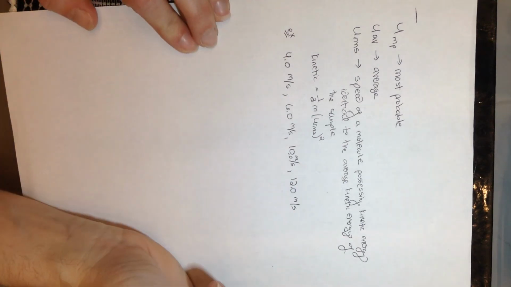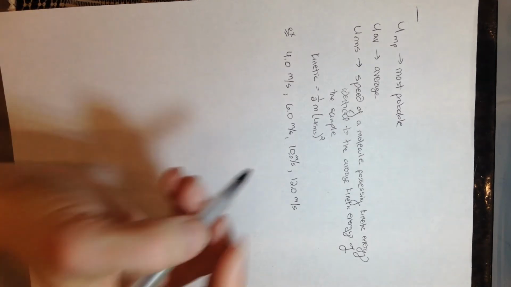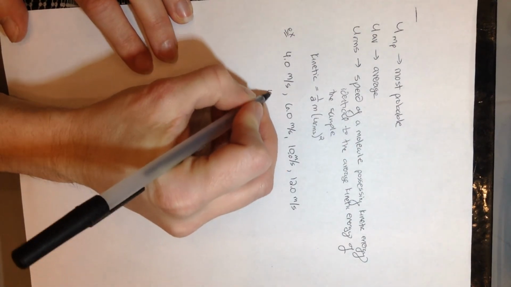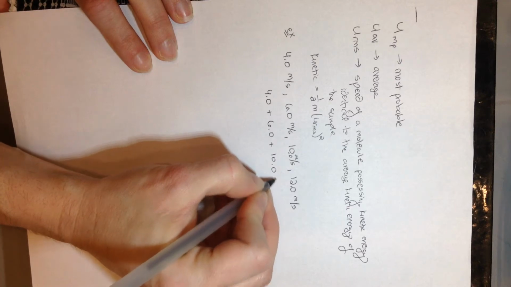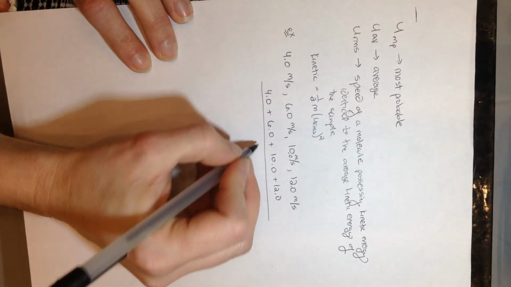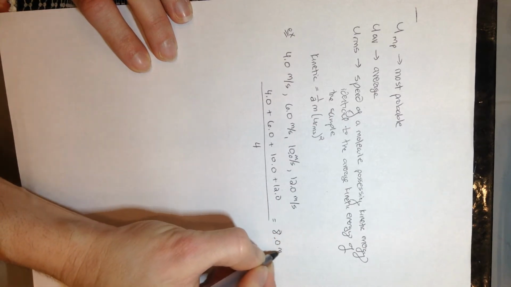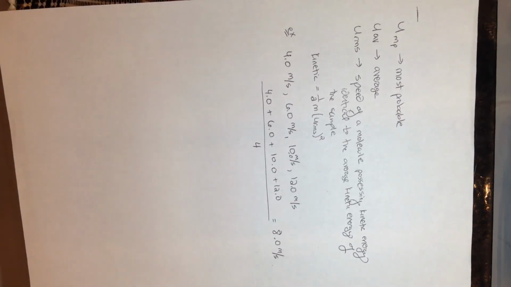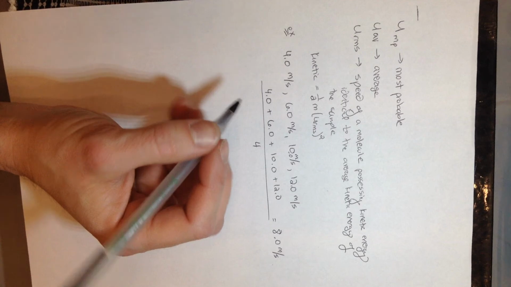All right, now I want to find the average of all those speeds. So what do I need to do? Add them and then what? Divide by 4. Good. All right, so let's do that. For the average speed, I'm going to have 4 plus 6 plus 10.0. I really should have my units. Divided by 4. And I should get that my average speed is 8 meters per second. Okay, great.